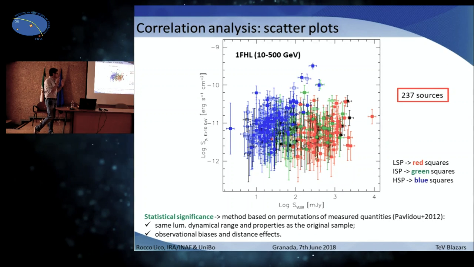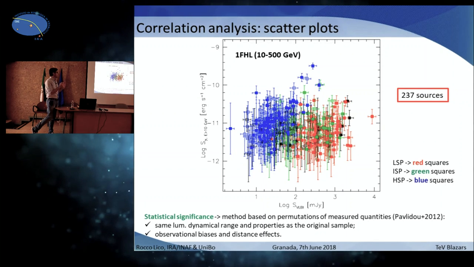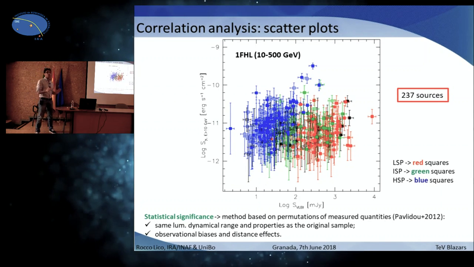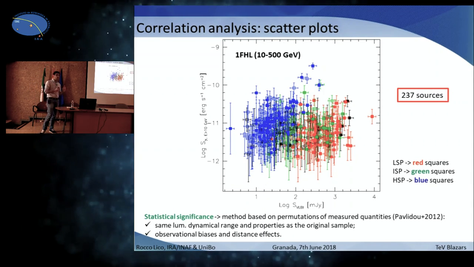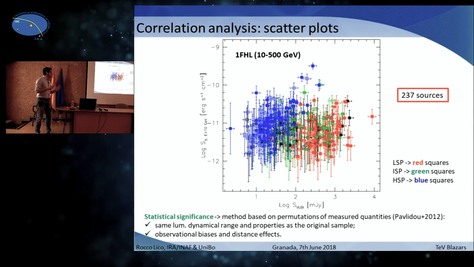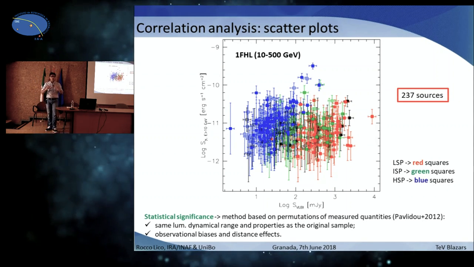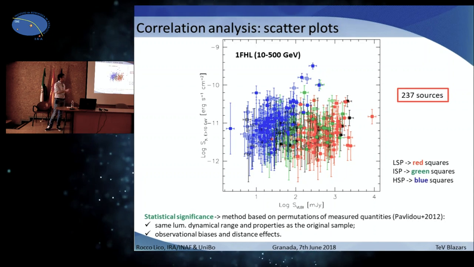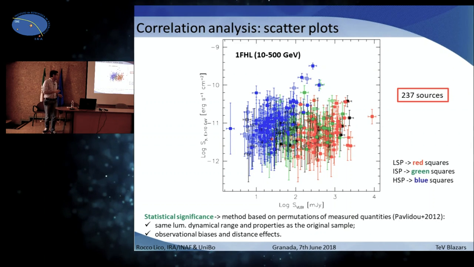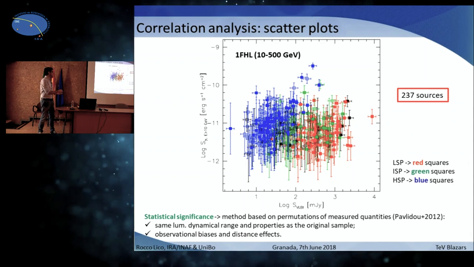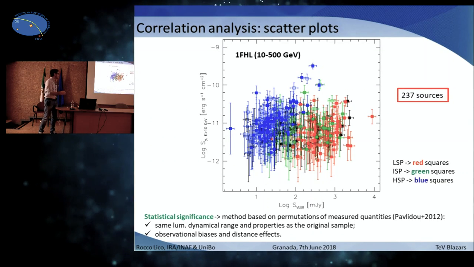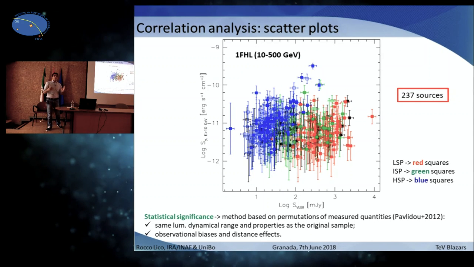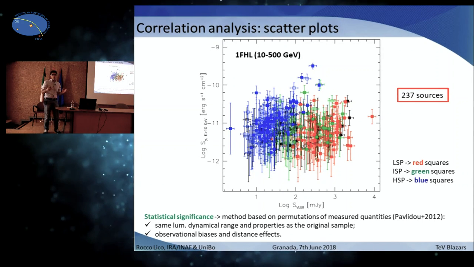To quantify the correlation and assess the statistical significance, we use a dedicated statistical method, the same one used for the previous work. It's a method based on permutations of luminosities, and for this reason we are only considering those sources for which a redshift measurement is available. This method also takes into account various observational biases and distance effects, like the Malmquist bias, which can both enhance or spoil any kind of correlation.